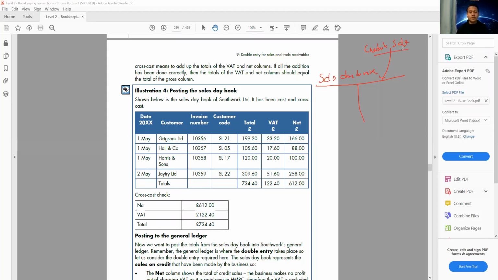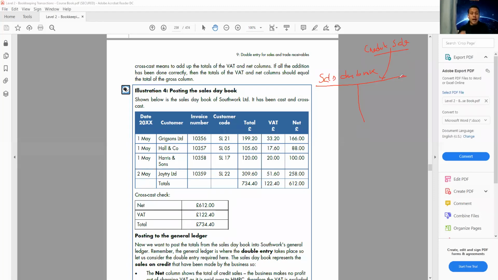It is the same for the purchase daybook: if there is a credit purchase, I only record it on the purchase daybook. If there is a credit sales return, I record it on the sales return daybook. If there is a purchase return, I record it on the purchase return daybook. Now, this is the first question.